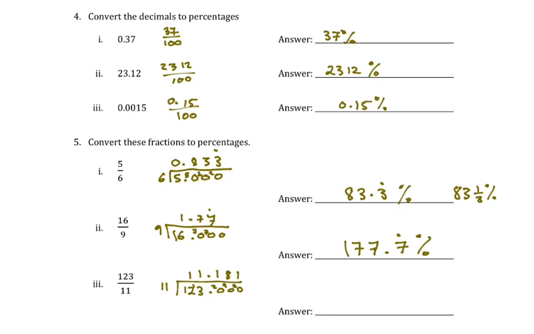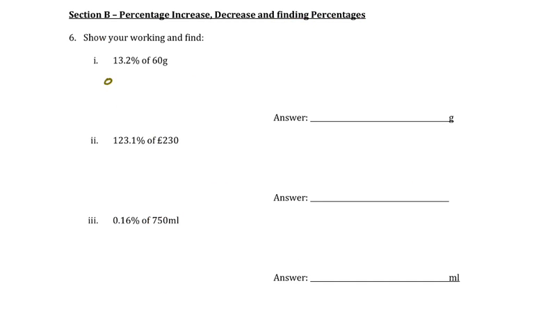Okay, so to get from this decimal to a percentage, we times by 100, so it's going to be 111.8 recurring percent. Okay, so check you're happy with that. These are the simple conversions. Let's move on to finding percentages now.